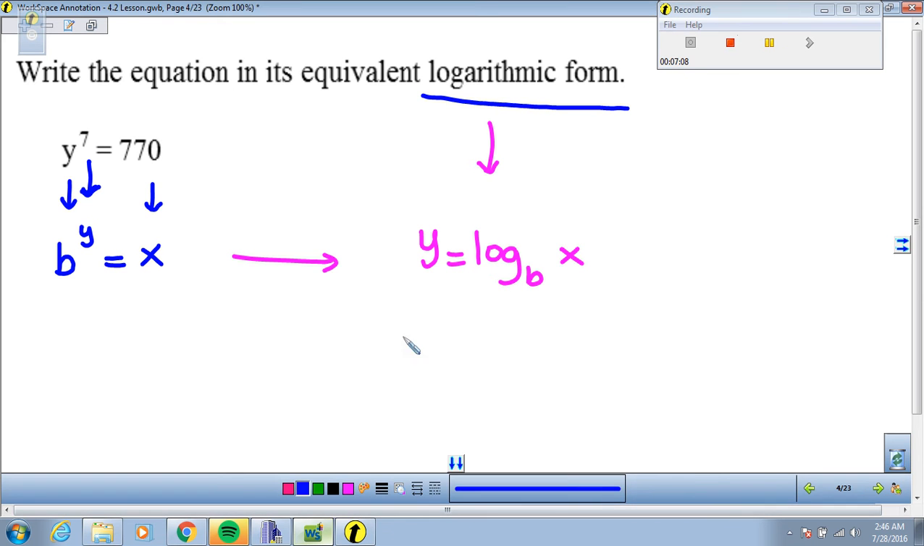So all you need to do is, what's your y? My y here was a 7. What's the base of the logarithm, which is the b? A y. And what's the x? 770. Okay. And that's it.